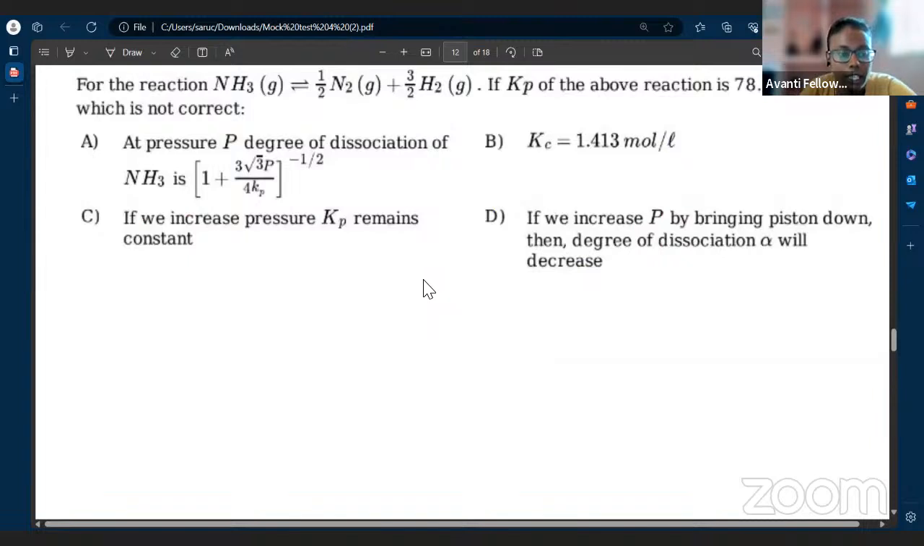For the reaction NH3 gives half N2 plus 3H2, if Kp of the above reaction is 78.1 at 400 degrees Celsius, which is not correct? At pressure P, the degree of dissociation of NH3 is given. Kc value is given. If we increase pressure, Kp remains constant. If we increase pressure by bringing the piston down, then the degree of dissociation will decrease. So these are the options given.